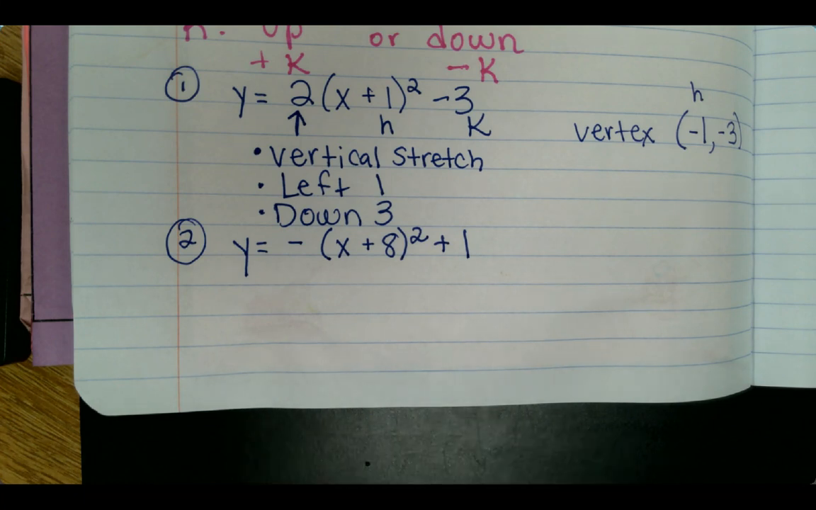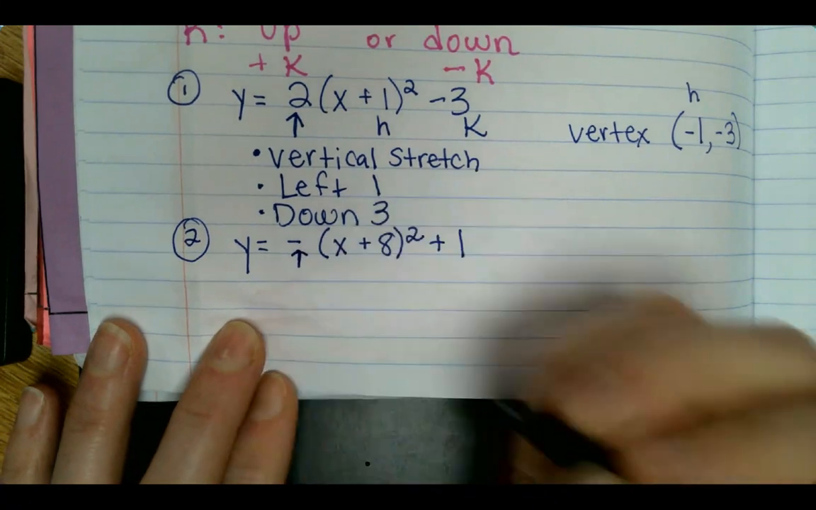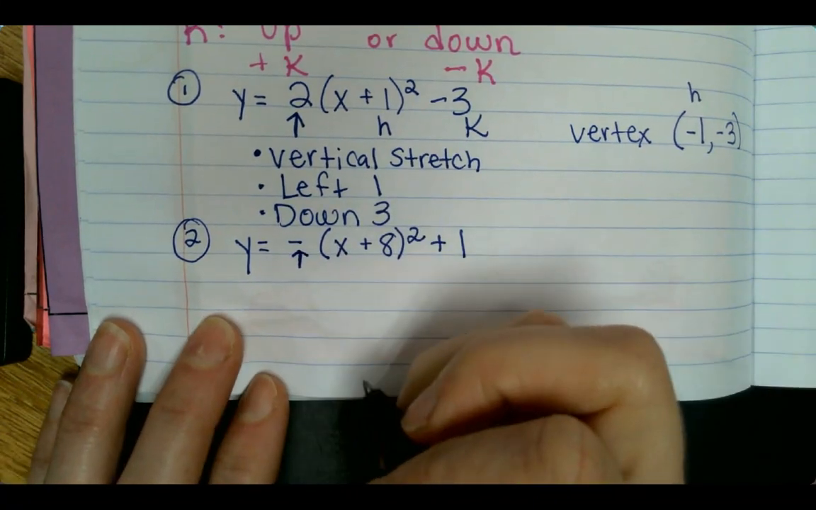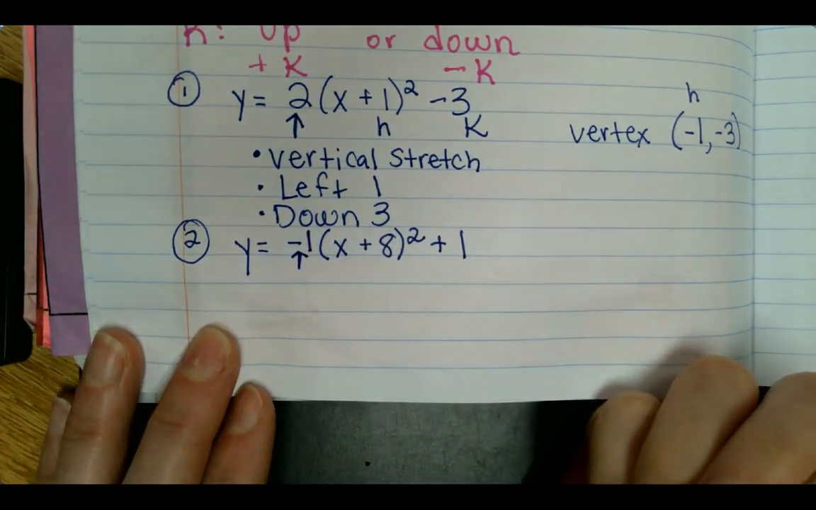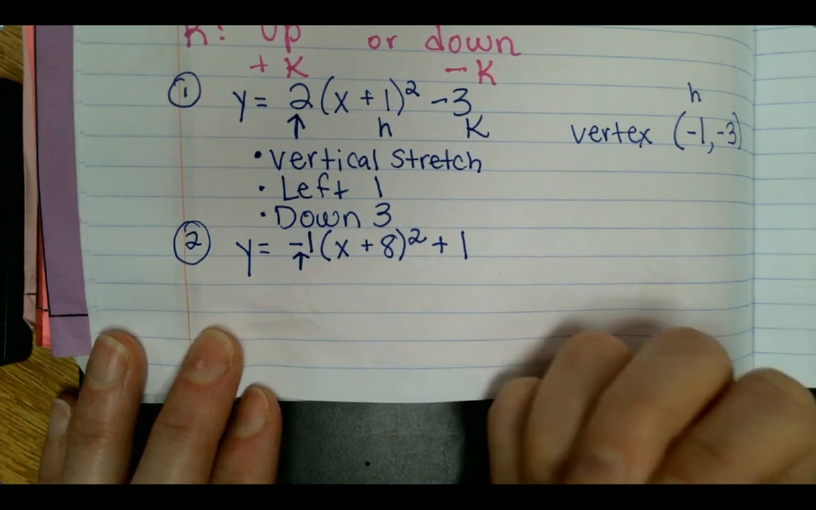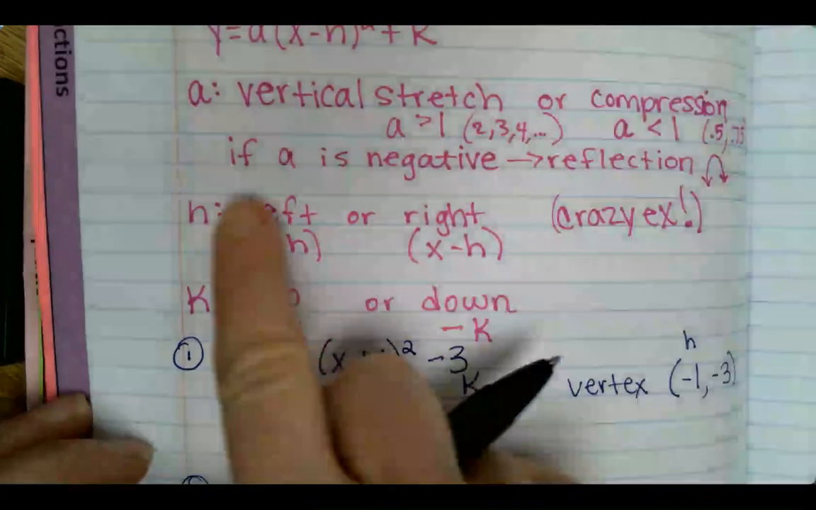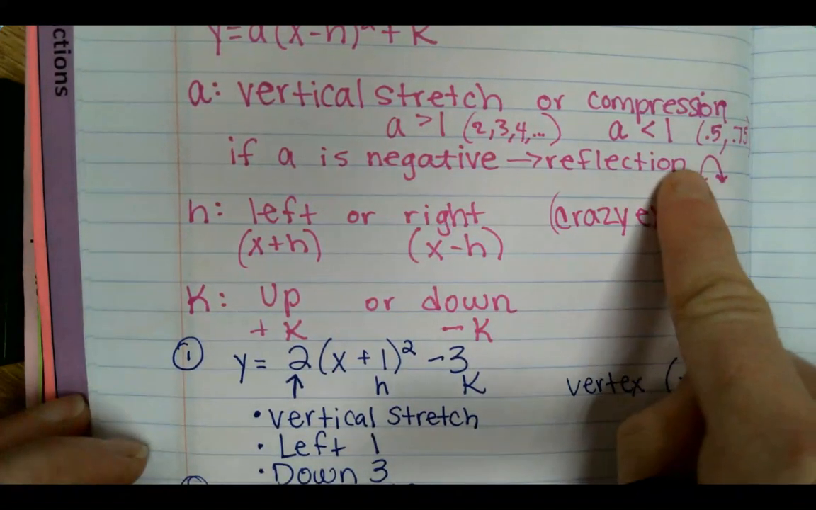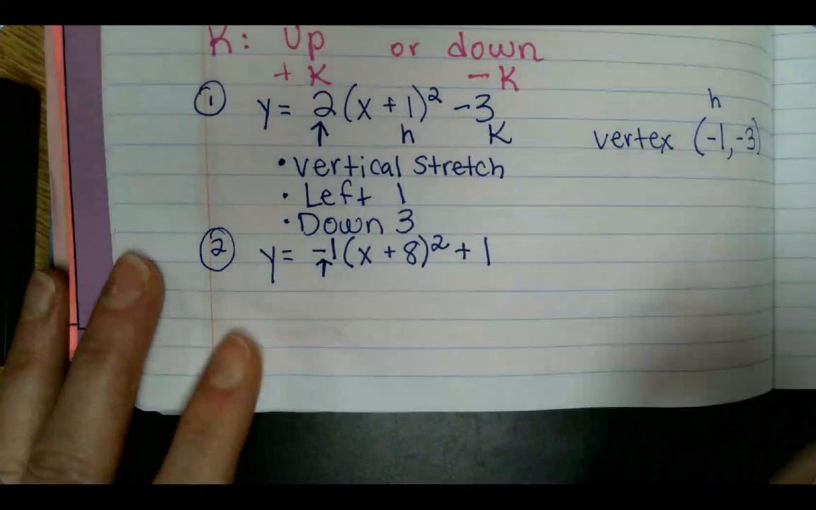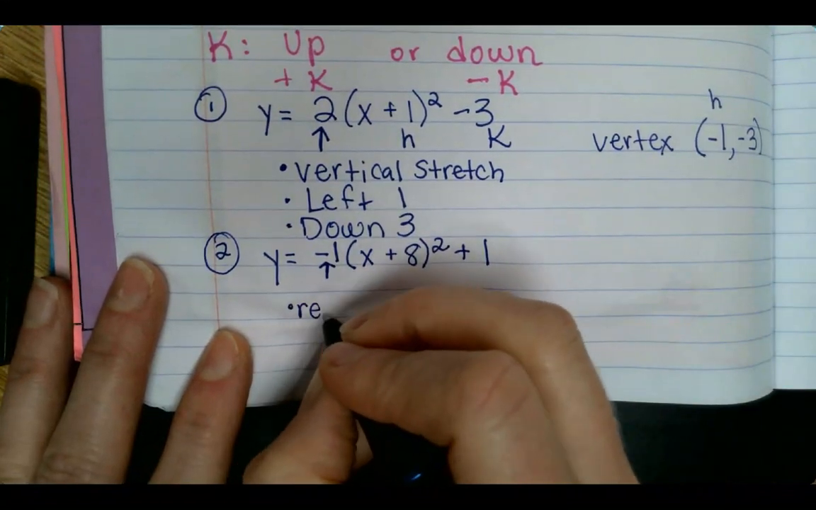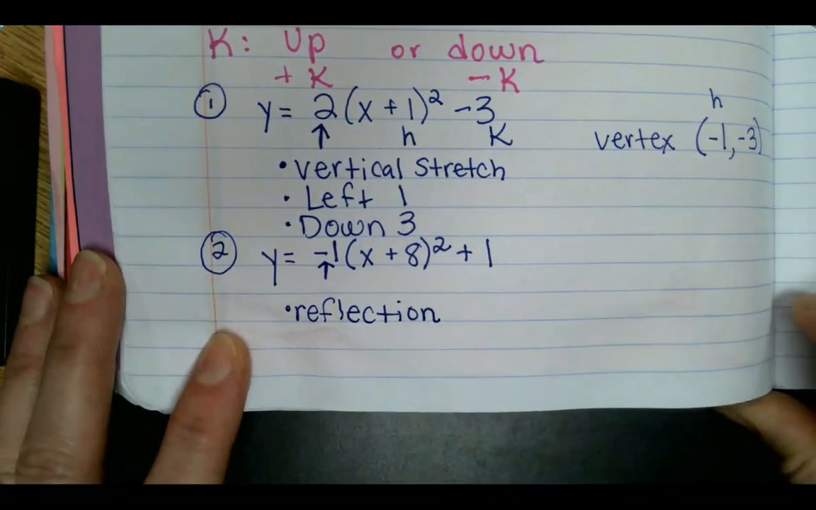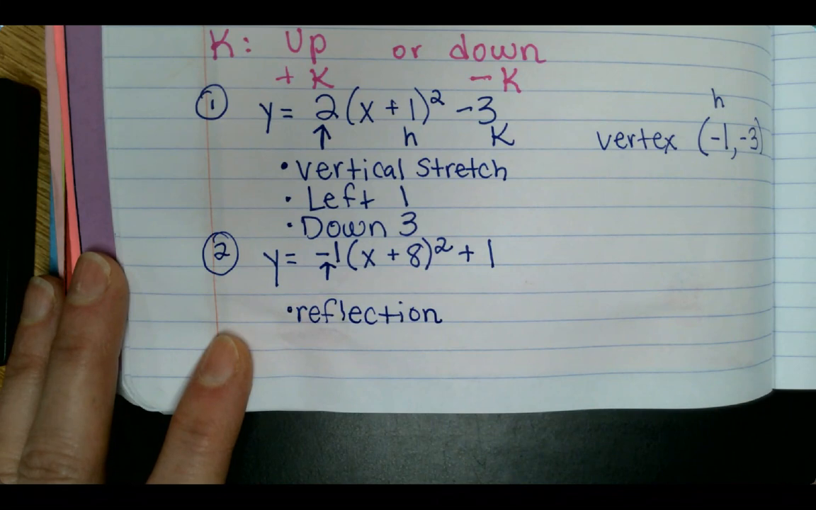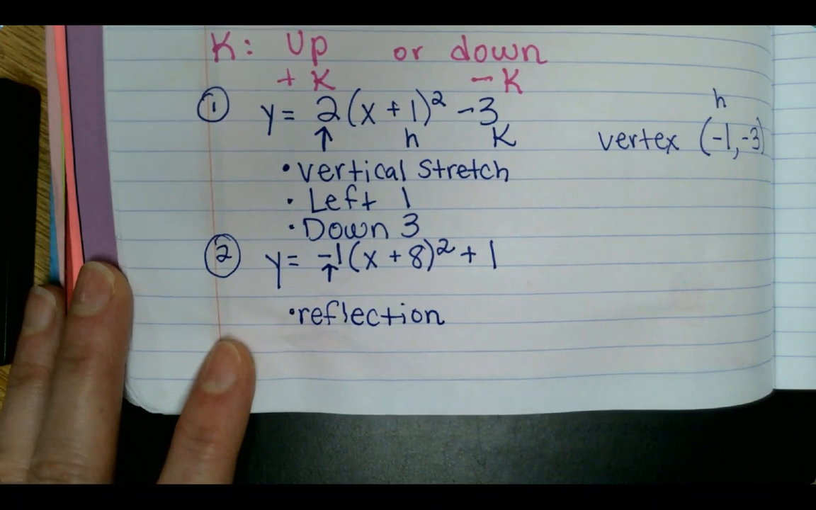So the first thing we look at is A. It's a -1, right? Or just negative. But what is that negative going to do? Look back up here. Yep, it's going to be a reflection. So that's our first thing we would write. Since it's a 1, it doesn't change it to a stretch or compression because it's just at 1.